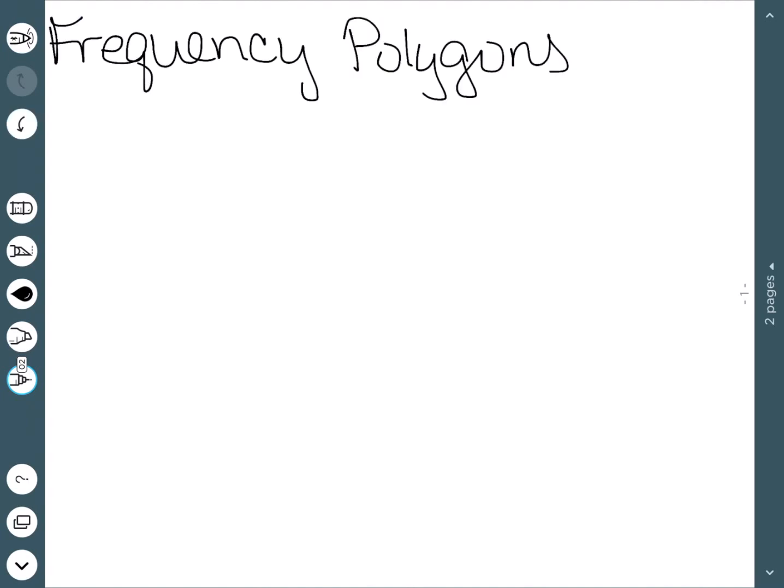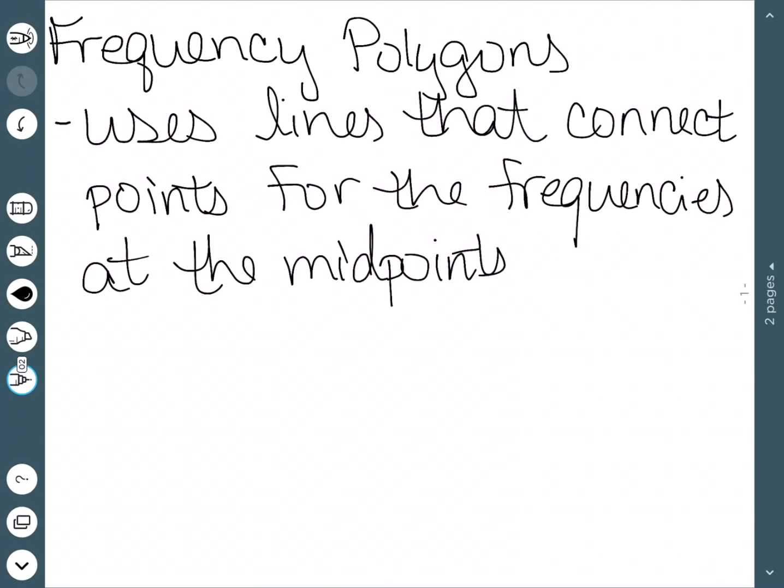About the next way to graphically represent a frequency distribution, called a frequency polygon. Frequency polygons are going to be very similar to histograms, but there will be some slight differences. Instead of using bars like histograms, they use lines that connect the points for frequencies at the midpoints. So instead of drawing a bar like we did in a histogram, we're going to draw a point at the midpoint and then essentially connect the dots.